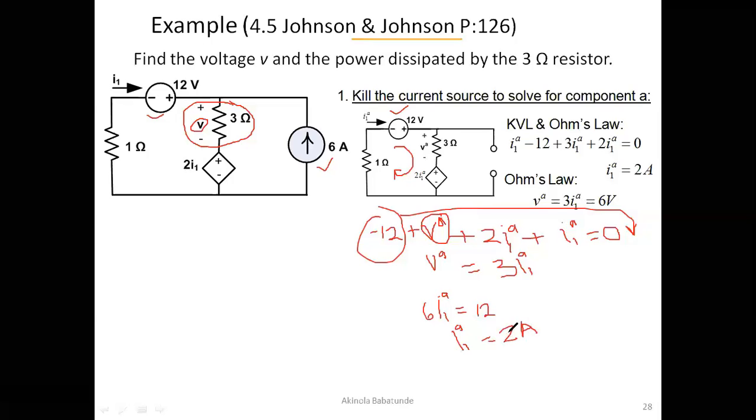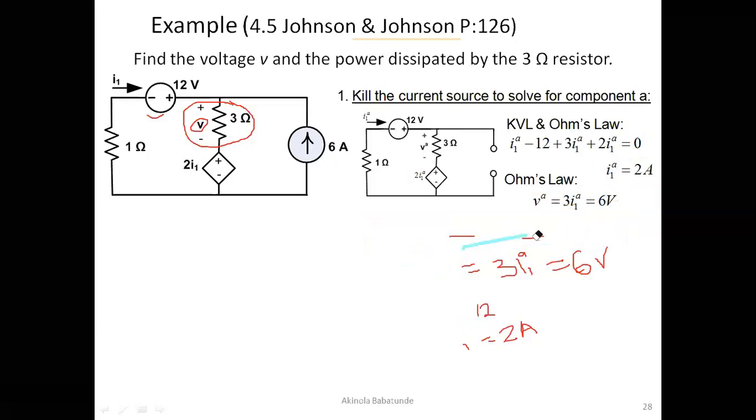That's what you have at the end of the day, which is exactly what we do have right at the top here. I1A would be equal to 2 amperes, okay, for component A. And once we do that, we can easily find our VA. Okay, we said VA is equal to 3I1A. So 3 times 2 will give us 6. So our VA will therefore be equal to 6 volts, which is exactly what we also have right here. So we have I1A and then we have VA.